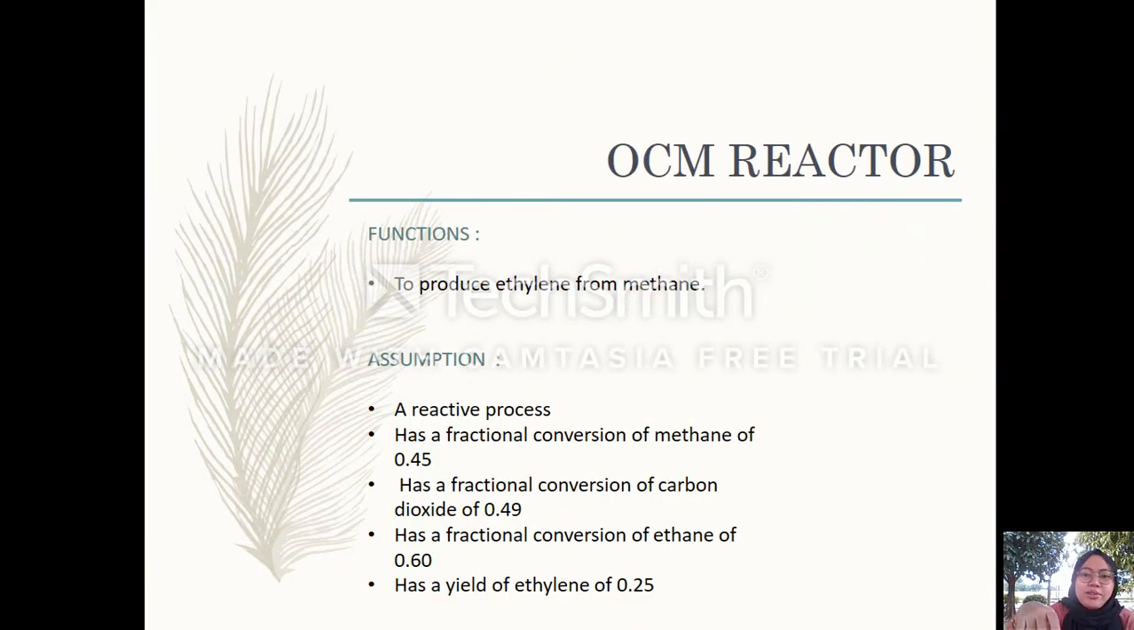Next is the OCM reactor. The function of this reactor is to produce ethylene from methane through OCM, which stands for oxidative coupling of methane. The assumptions made for this reactor are that it is a reactive process and it has a fractional conversion of methane of 0.45, a fractional conversion of carbon dioxide of 0.49, a fractional conversion of ethane of 0.6, and a yield of ethylene of 0.25.